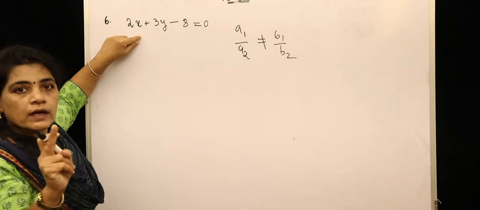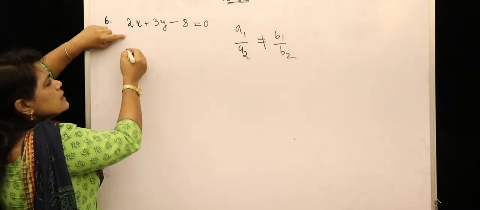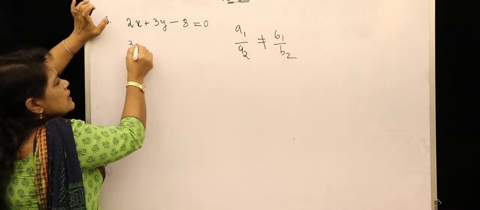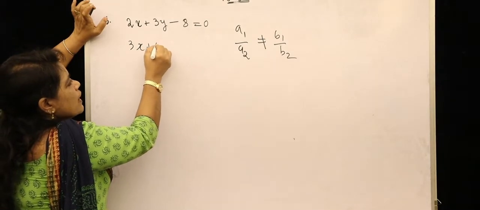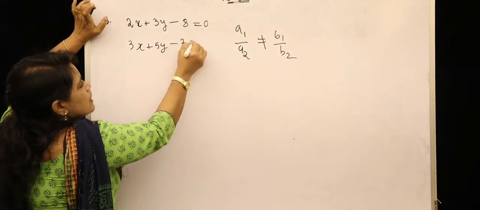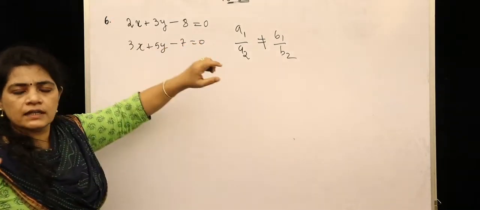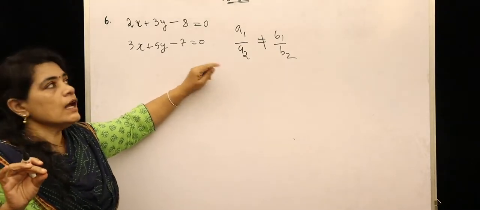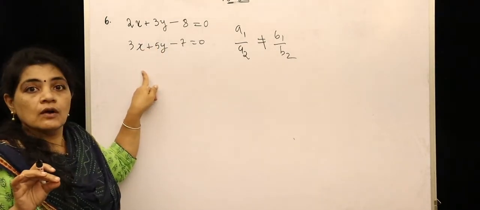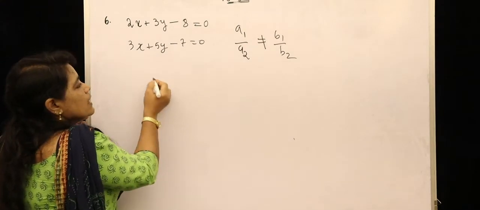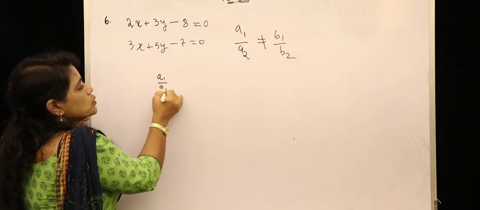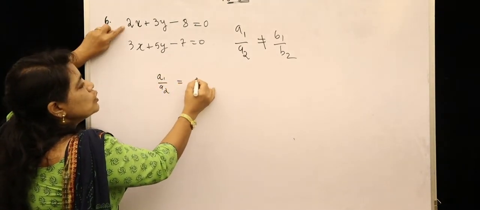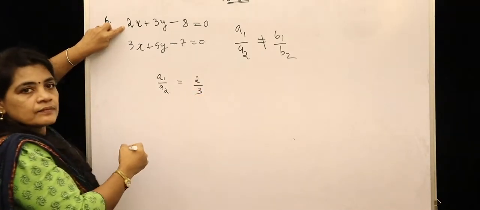Now we have only one. Since I am writing here, I am simply writing an equation: 3x + 5y - 7 = 0. I have just written an equation. Now I am taking the ratios. I am taking A1 by A2, that is equal to 2 by 3.